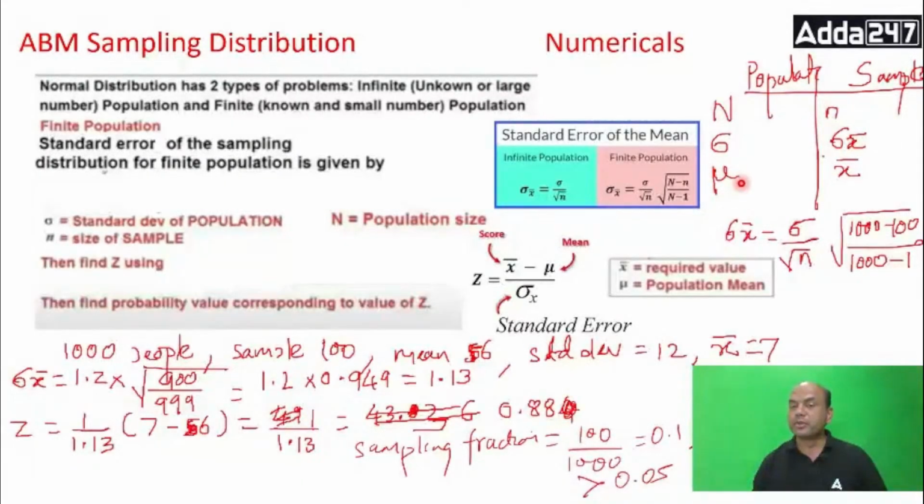Population mean is called mu, sample mean is called x bar. Now let's solve the numerical. One numerical we'll solve.